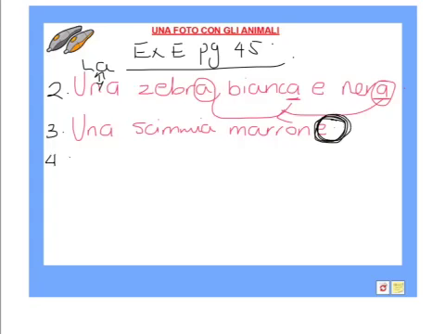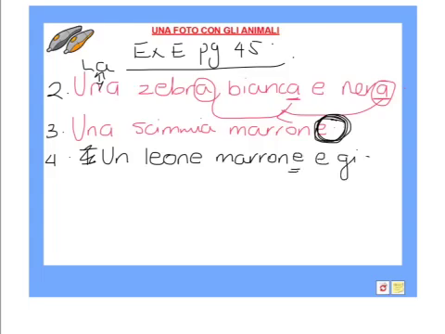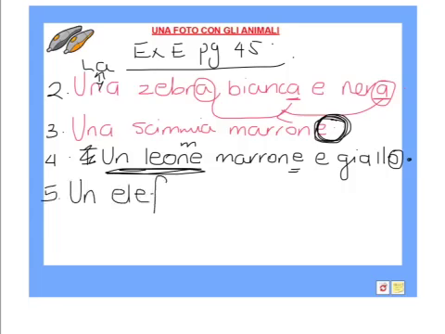Number 4 is un leone, so a lion. I'd say brown and orange. Marrone, so we're leaving that with an E, e giallo. I'm using O because il leone, or the lion, is a masculine noun. Okay, number 5. So un elefante. Notice that I'm not using un apostrophe because it is a masculine un. Grigio, I'd say it's just grey.